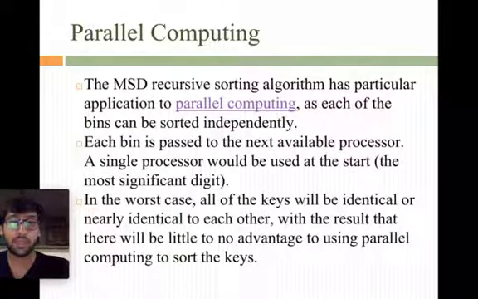Now, one possible improvement is the use of parallel computing. The MSD recursive sorting algorithm has a particular application to parallel computing, as each of the bins can be sorted independently. Now, each bin is passed to the next available processor, and a single processor would be used at the start. So we see that initially we'll divide it into multiple bins, and each bin can be assigned to a different processor. Now while solving each bin recursively, we'll be forming more bins, and as and when we form a bin, we'll assign it to the next available processor.